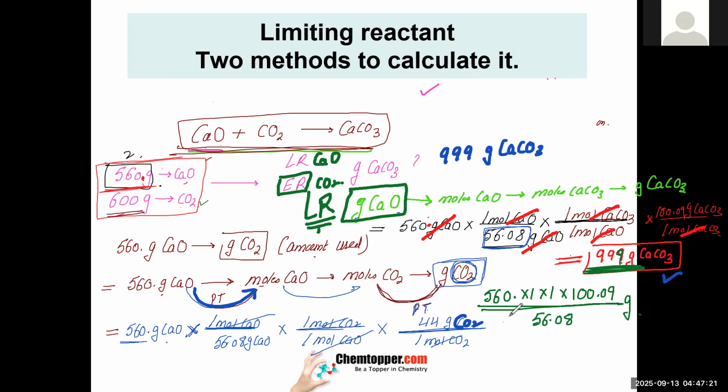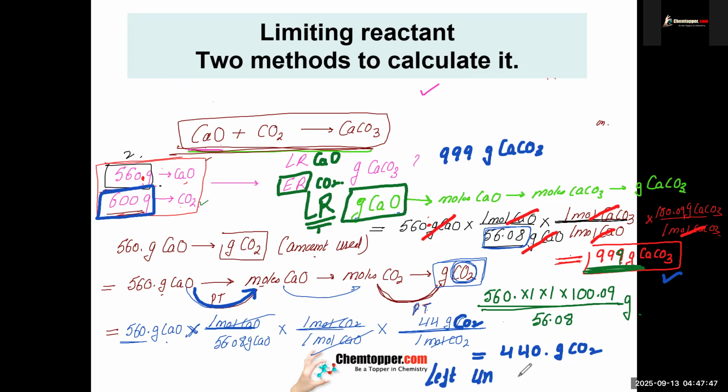Is it 440 point grams of CO2? Yes, I need to put the point. 440 point grams of CO2. But how much is given? 600. So how much is left unused? 160. Left unused.